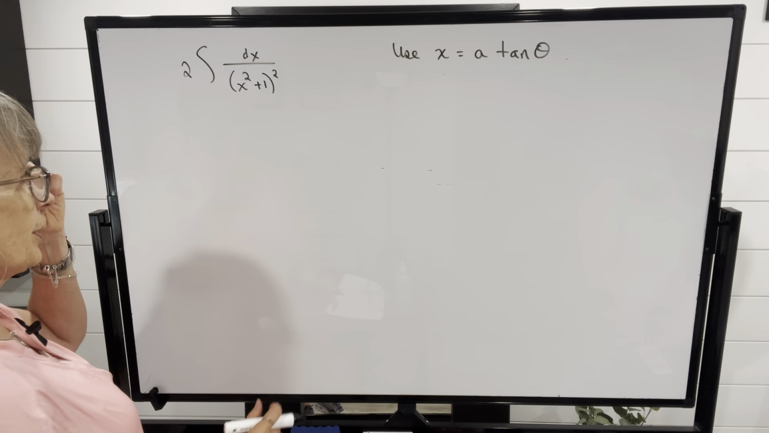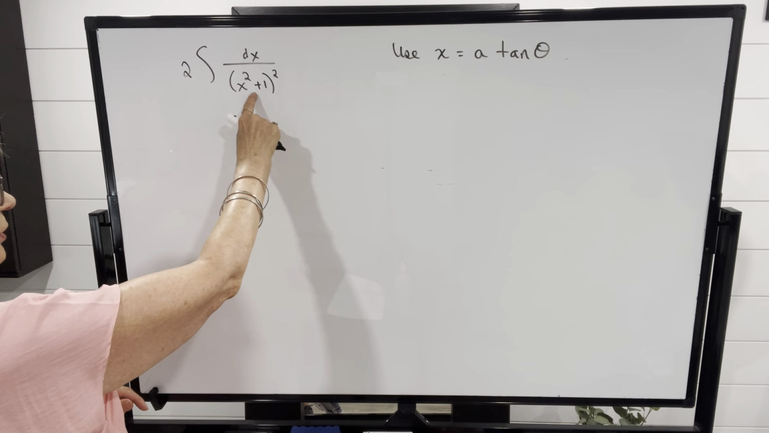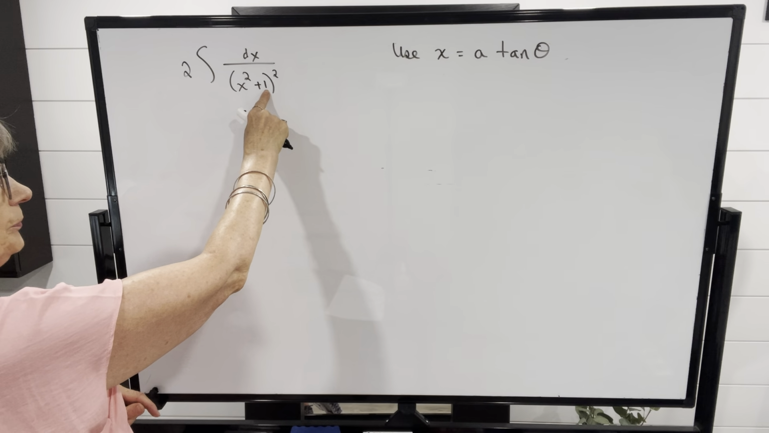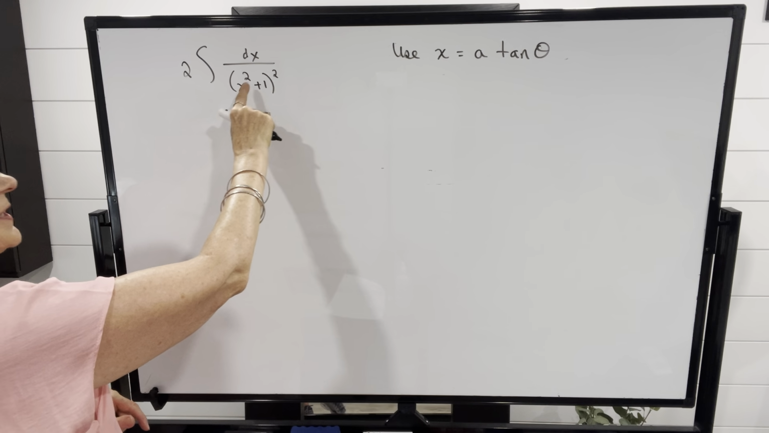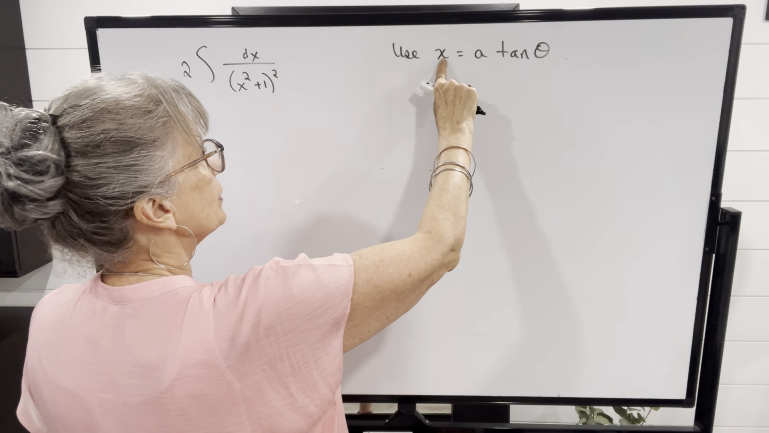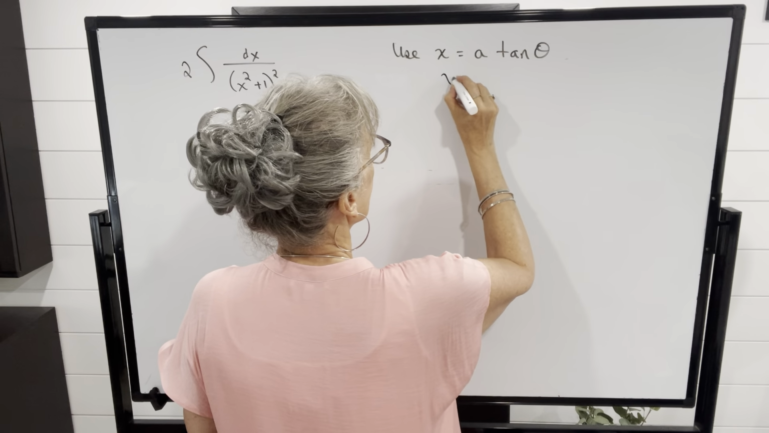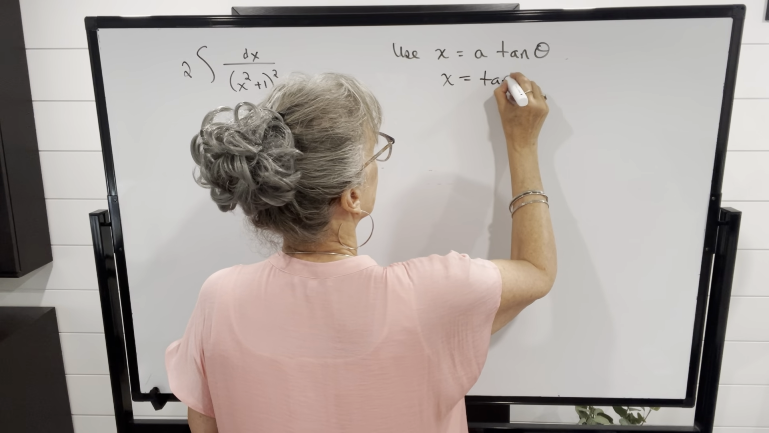So the substitution I'm going to use, because it's x squared plus 1, which we can think of as a squared, where a is equal to 1. So the substitution I'm going to use is I'm going to let x equal a tan theta. Since a is equal to 1, x is equal to tan theta.